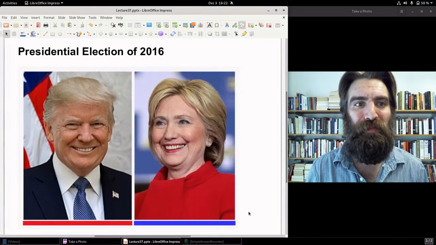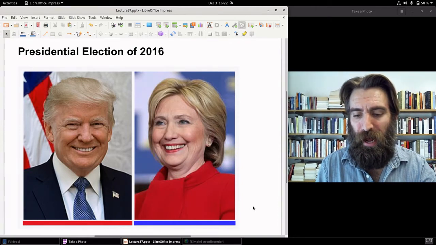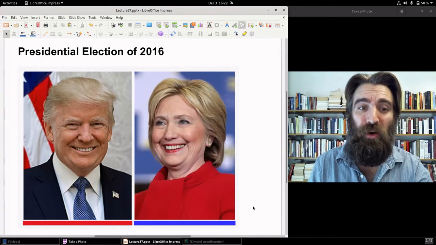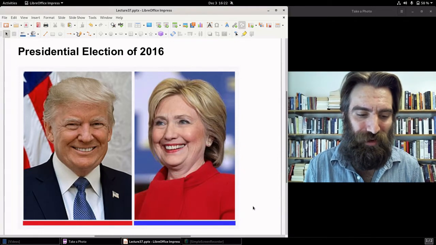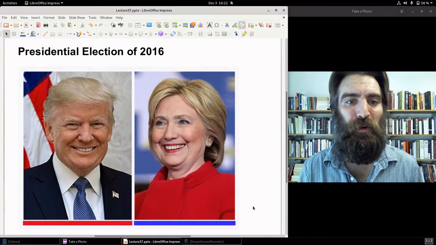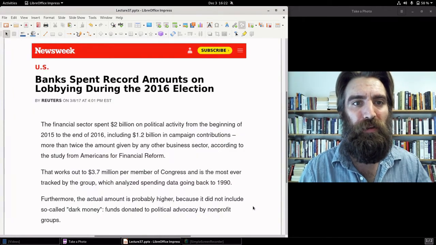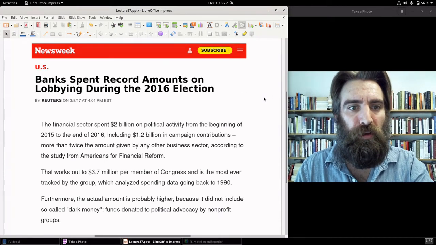Another example, 2016. In 2016, Hillary Clinton outraised Trump by more than 10 to 1 among the big six banks. Hillary had quite a lot of support there from the big banks. Let's see, 10 to 1, wow. Banks spent record amounts on lobbying during the 2016 election.